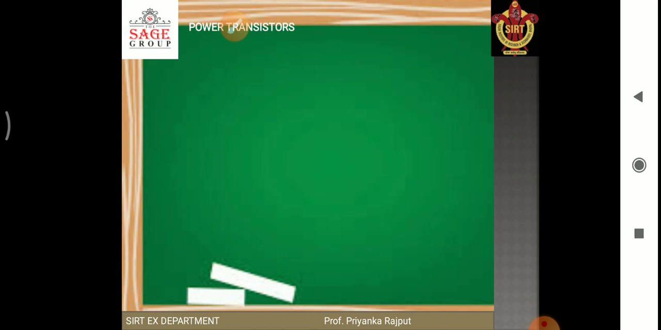A diode is a two-terminal device, with an anode and a cathode, and whenever we sandwich p-type and n-type semiconductor, it makes a p-n junction diode. Everyone knows this. Now today we will learn about the power transistor. The main function of the transistor is to amplify the weak signal and regulate it accordingly.